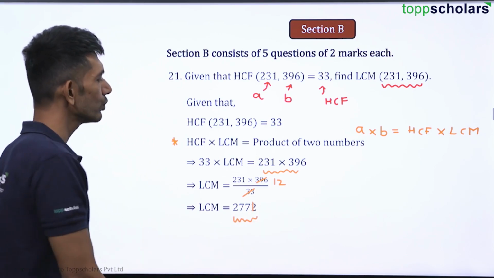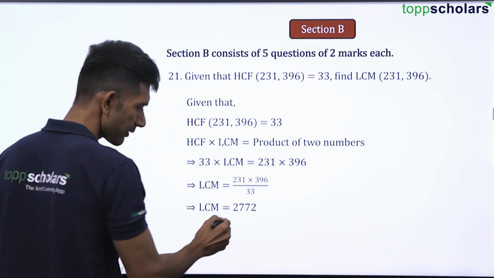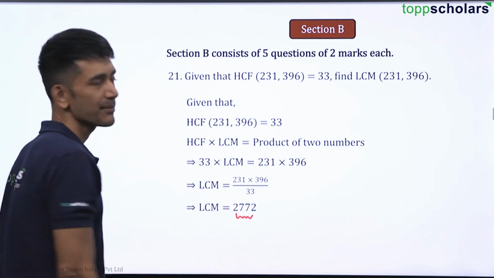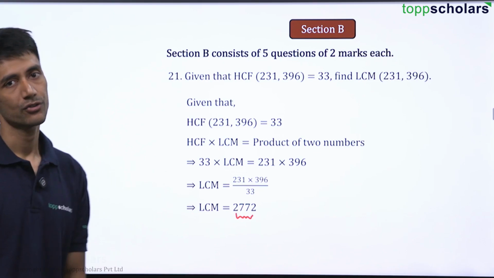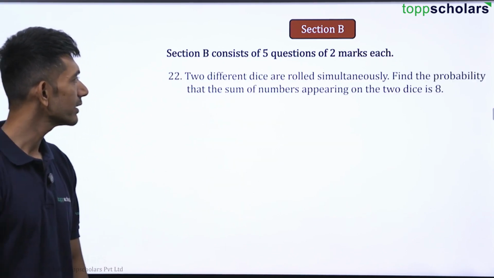So that gives you 2772. So 2772 is the LCM. I hope this question is clear to all of you. Easy, simple and straightforward. Let's have a look at a new question.